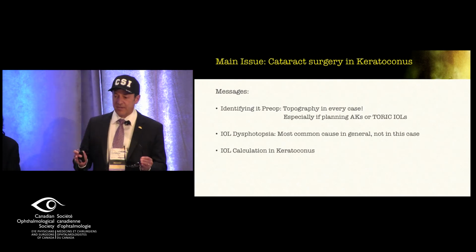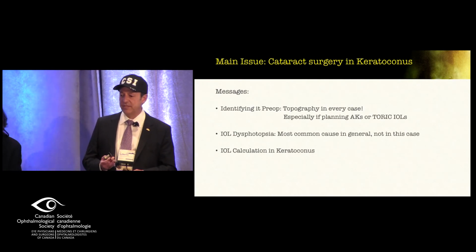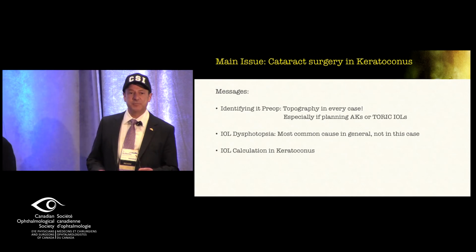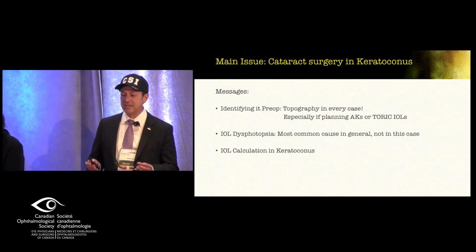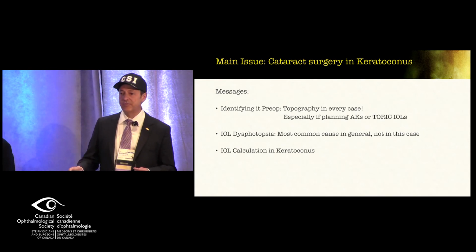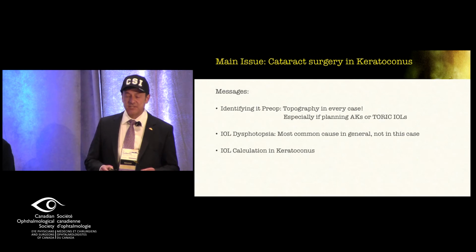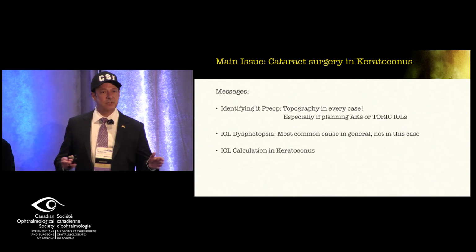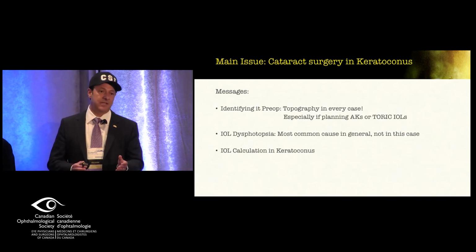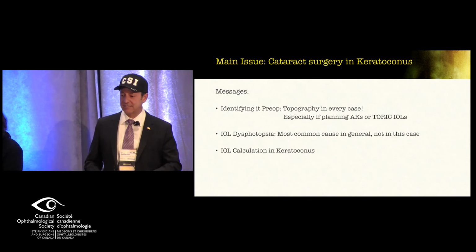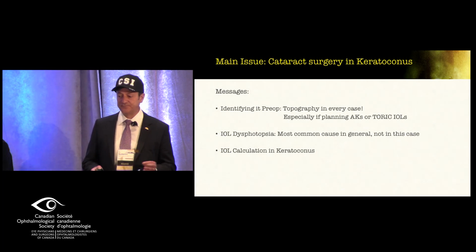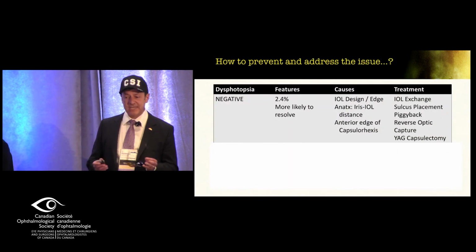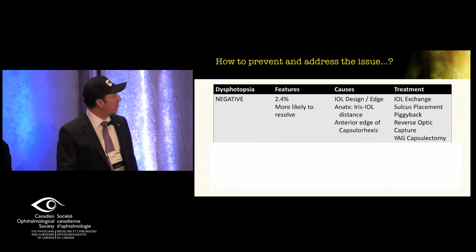The three messages I would like to leave you with are, first one, identifying it pre-op. We discussed the fact of needing a topography in every cataract case, especially if you're planning AKs or if you're planning toric lenses. IOL dysphotopsias are most common, so it was a good thought going down that route, but the reality is that they were not the issue in this case. And then a couple of points I want to make about IOL calculation in keratoconus. So I'll address some of the negative issues with dysphotopsia. These are more likely to resolve. They are more common than positive ones.